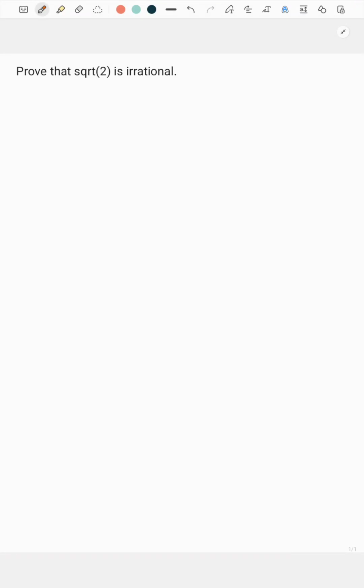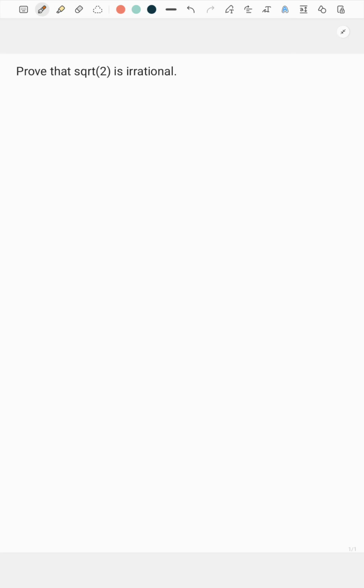So now we are going to talk about the irrationality of a certain type of number, which is the square root of any integer that is not a perfect square. In this case, it is the square root of 2, and we want to prove that the square root of 2 is irrational. That means the square root of 2 cannot be written as a ratio of two integers p and q.